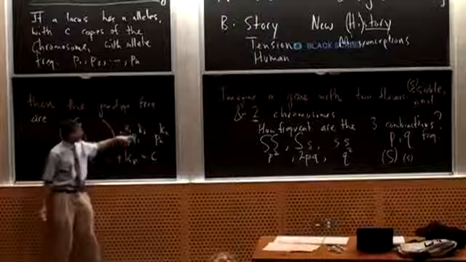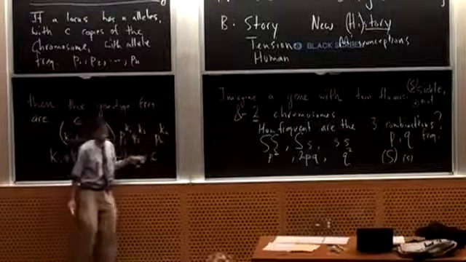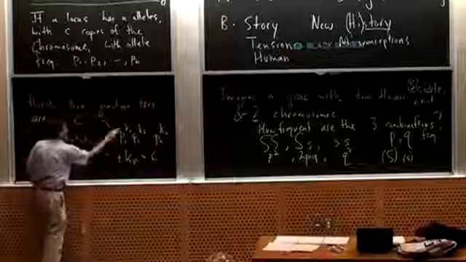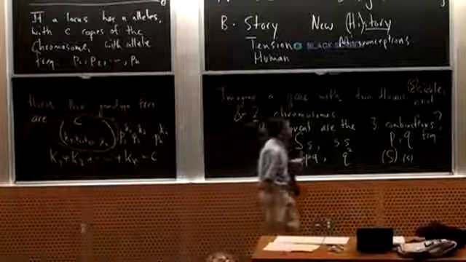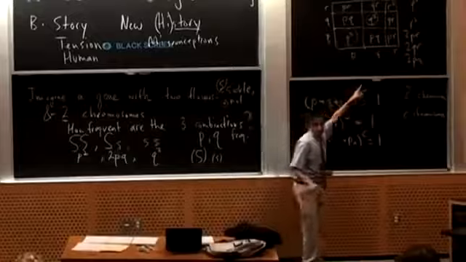P1 to the 1 power, P2 to the next power, all the way to Pn to the next power. These guys are the coefficients that count the multiplicity. Yes?